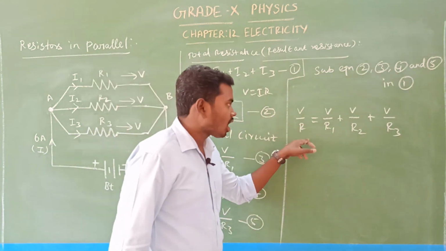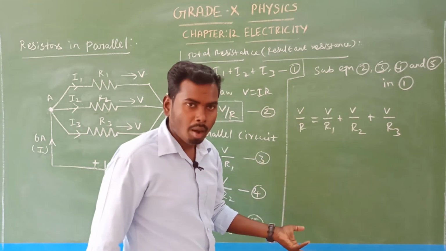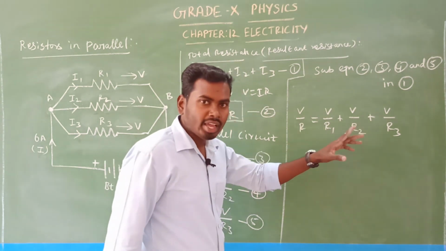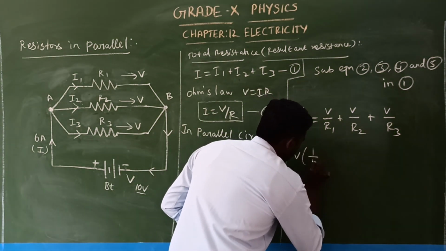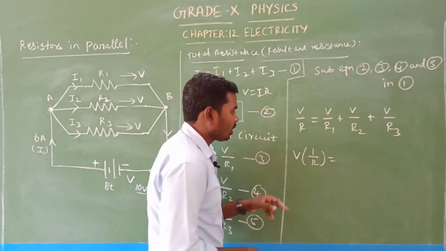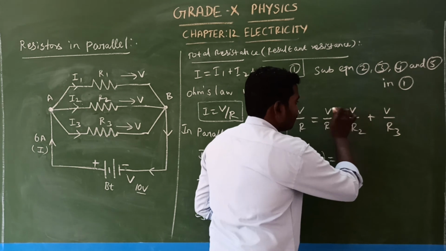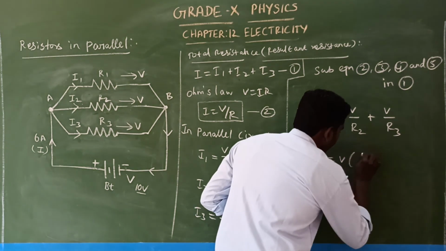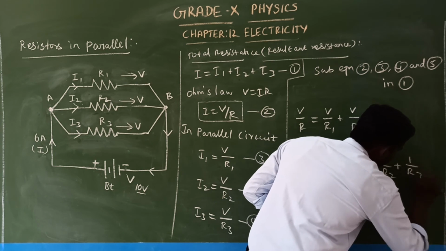So we get V by R equal to V by R1 plus V by R2 plus V by R3. In all the terms V is common. Am I right? So we can bring out the V. So V into 1 by R is equal to V, bringing it out, times 1 by R1 plus 1 by R2 plus 1 by R3.